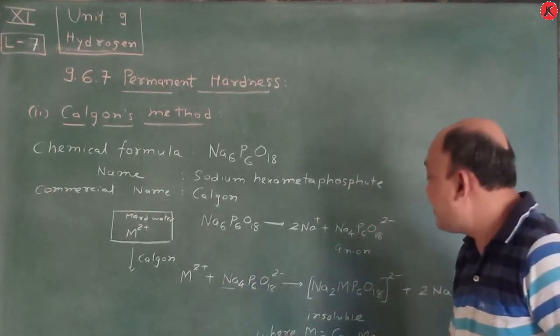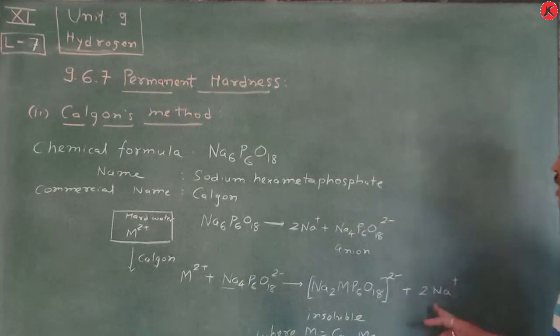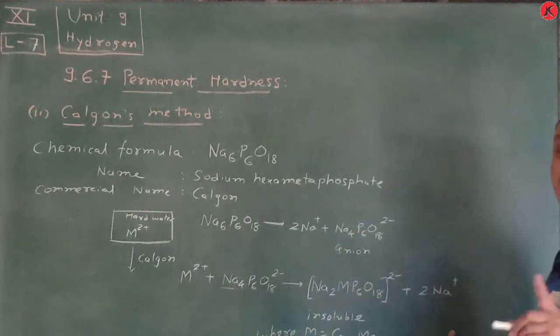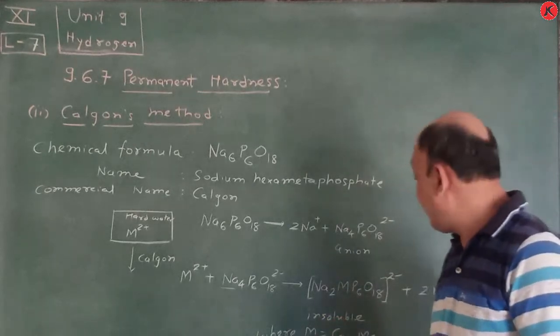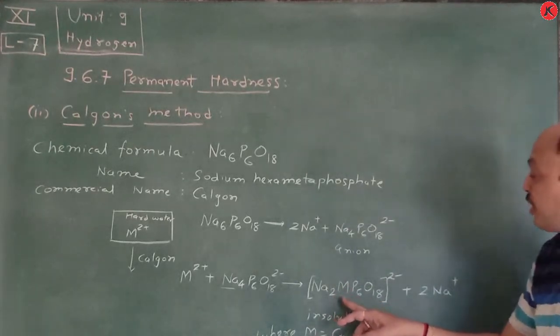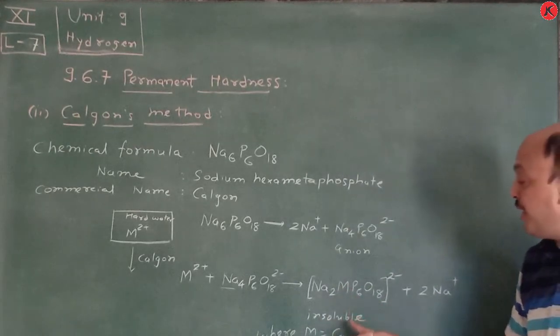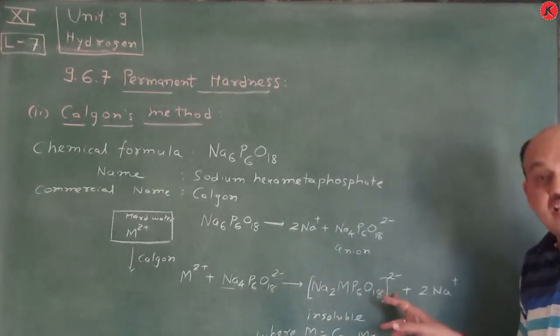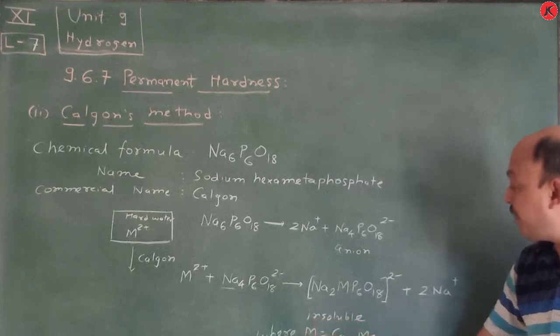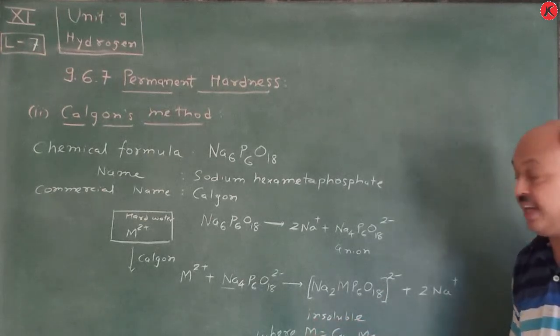Okay, and that's why it is removed by filtration, and the water is converted into soft water, or say hardness is removed, since calcium or magnesium is held in the form of an insoluble complex ion. So this complex anion possesses Ca and Mg.